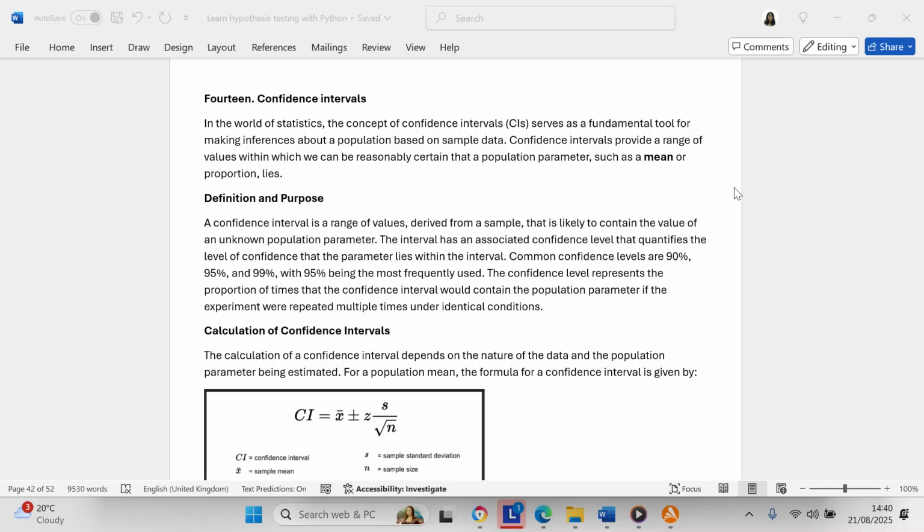In this video, we're going to talk about confidence intervals, what they are and what they're used for. In the world of statistics, the concept of confidence intervals serves as a fundamental tool for making inferences about a population based on sample data. Confidence intervals provide a range of values within which we can reasonably be certain that a population parameter, such as a mean or proportion, lies.